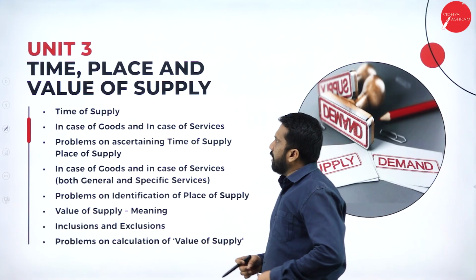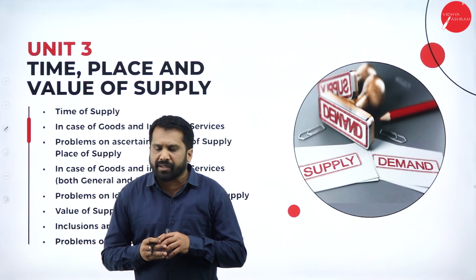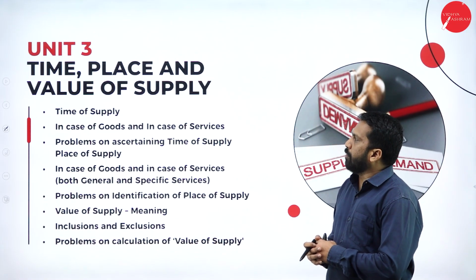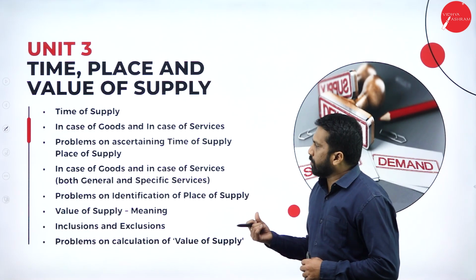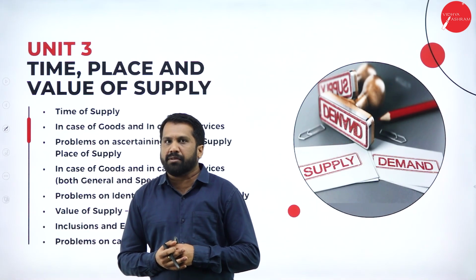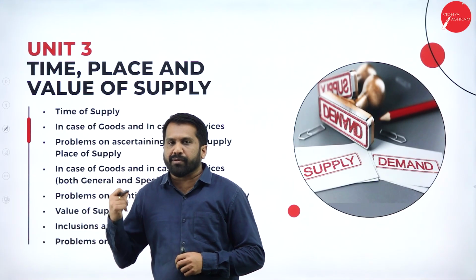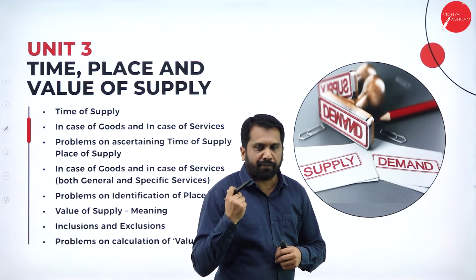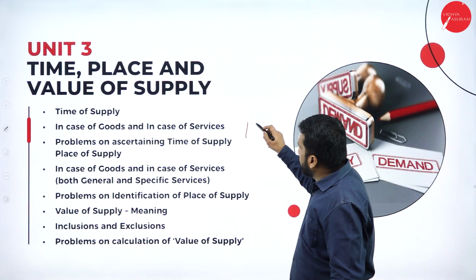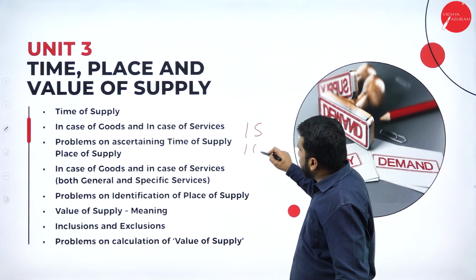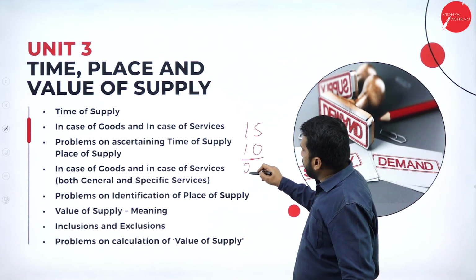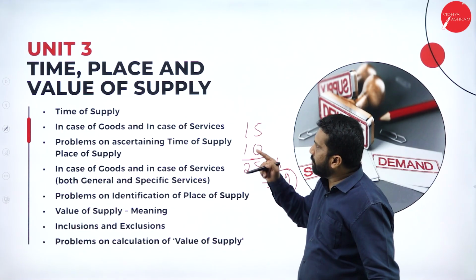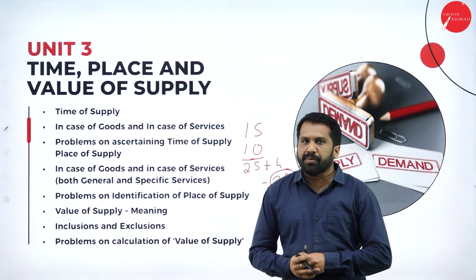Unit number 3, as I told you, is a most important topic. Why? Because of time, place and value of supply. Without this, you cannot get through your question paper, because 15 marks, 1 problem, is from this topic; 10 marks, 1 theory, from this topic; 2 marks, 2 theories, from this topic. So 15 plus 10 plus 2 plus 2, 29 marks are covered from this particular topic. Hope you are clear.